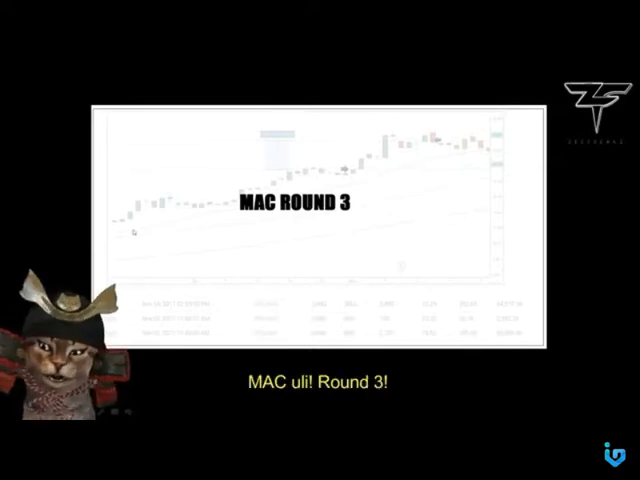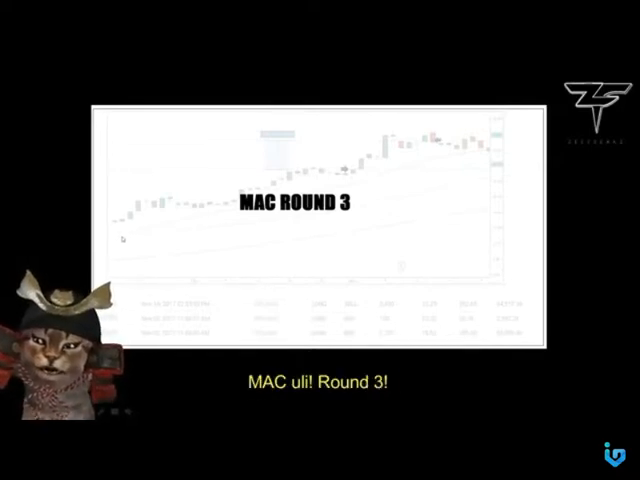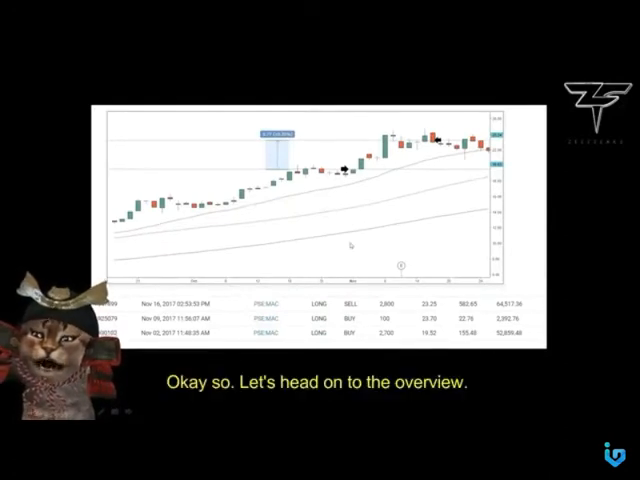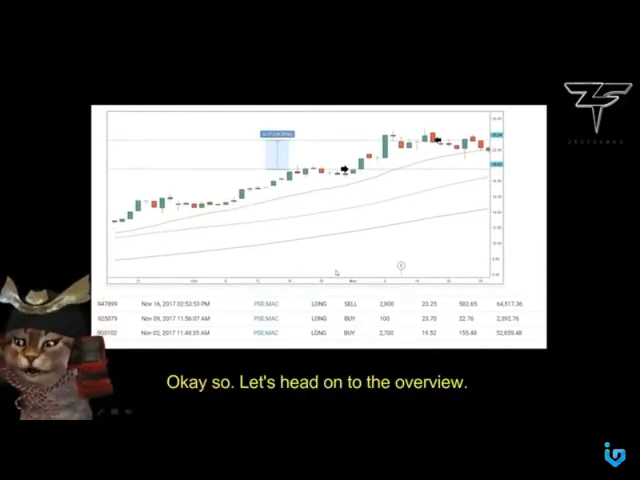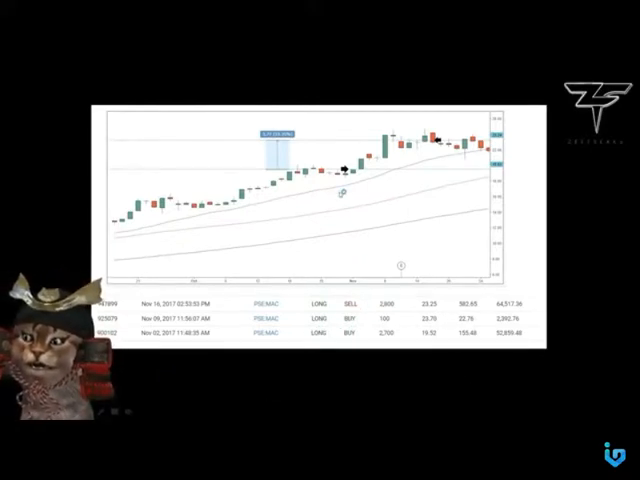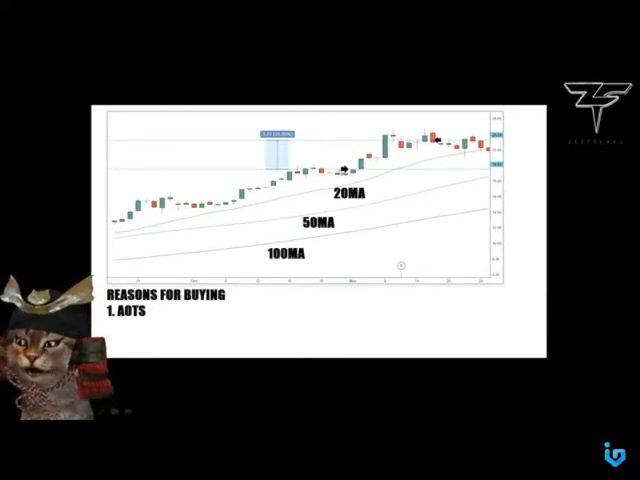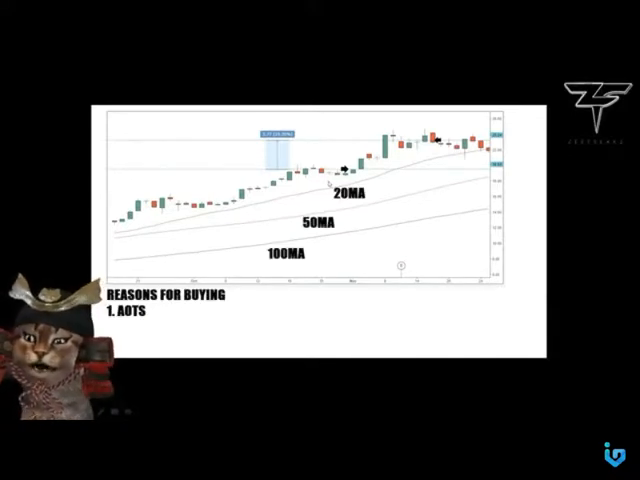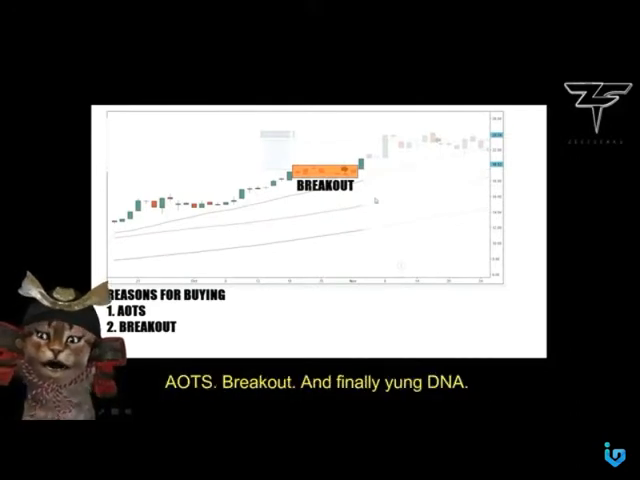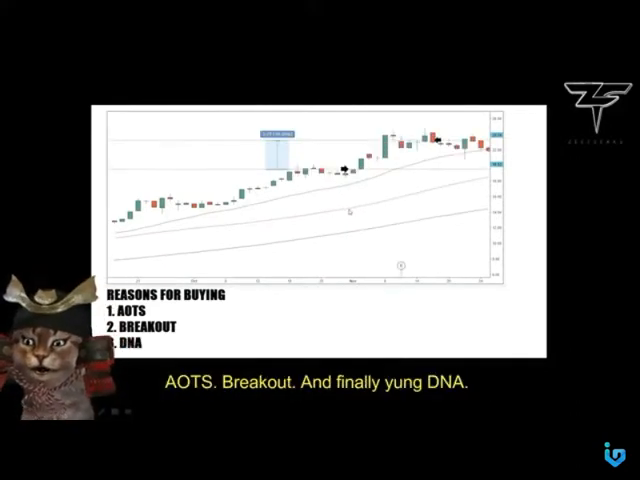3. Ayan, MAC uli. Round 3. Gatas na po mga mamsers. Okay, so let's head on to the overview. Here we see a 19% return on this trade. Ayan po yung mga entries natin. Okay. So again, we have the same reasons as the other MAC trades. AOTS, breakout, and finally yung DNA niya.